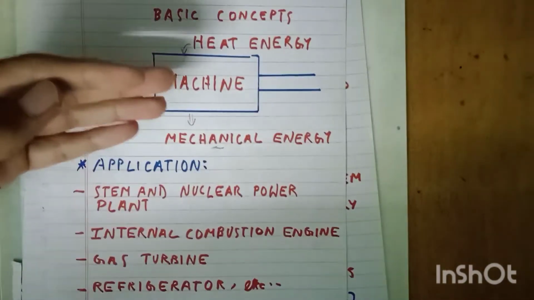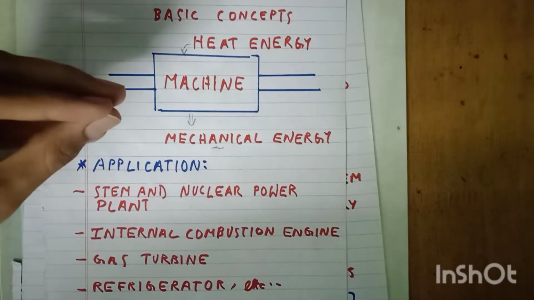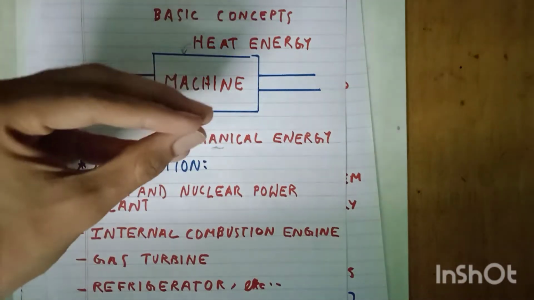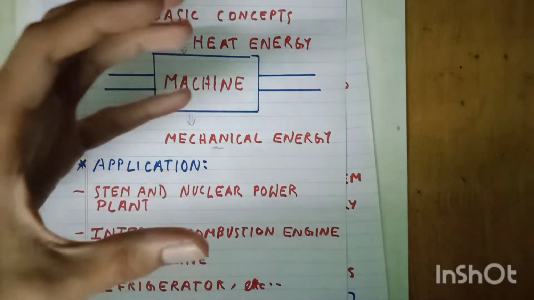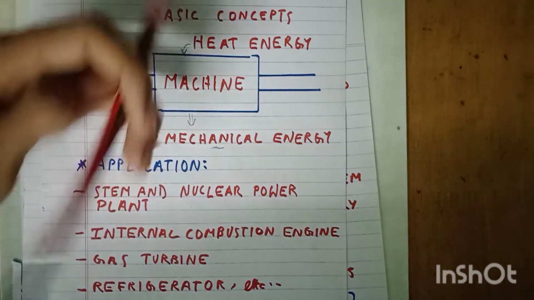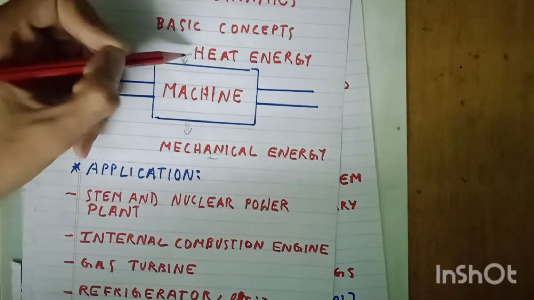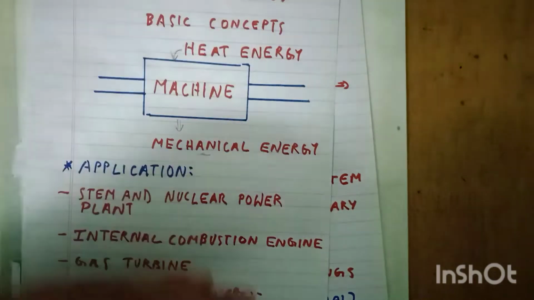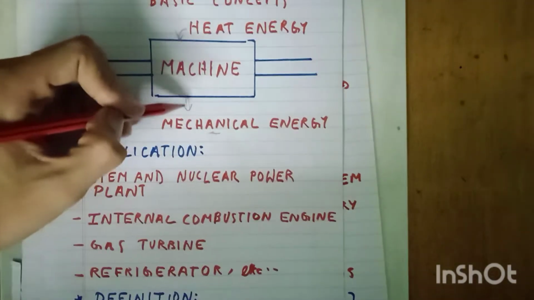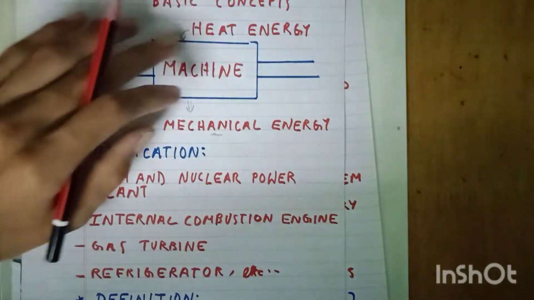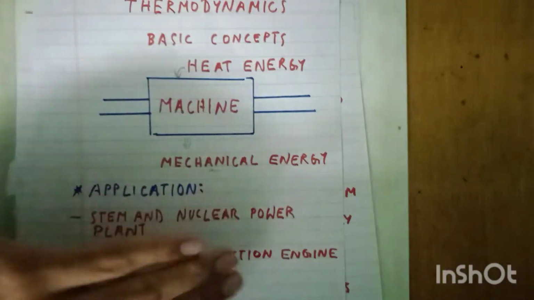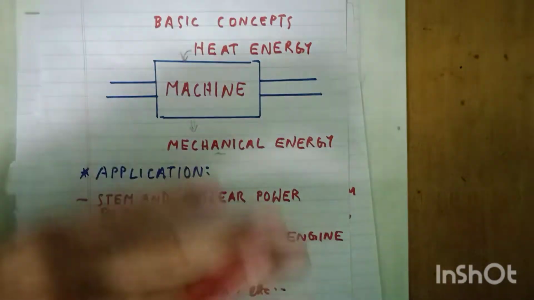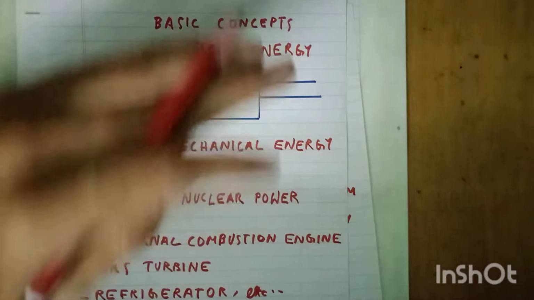In an IC machine, we have learned the process: fuel is sprayed, and when it is compressed, it is heated. This heat energy is given to the machine, and this heat energy produces movement in the piston, so mechanical energy is produced. This is the normal function of a machine, and in some cases it is the reverse: when you give mechanical energy, heat energy is produced.